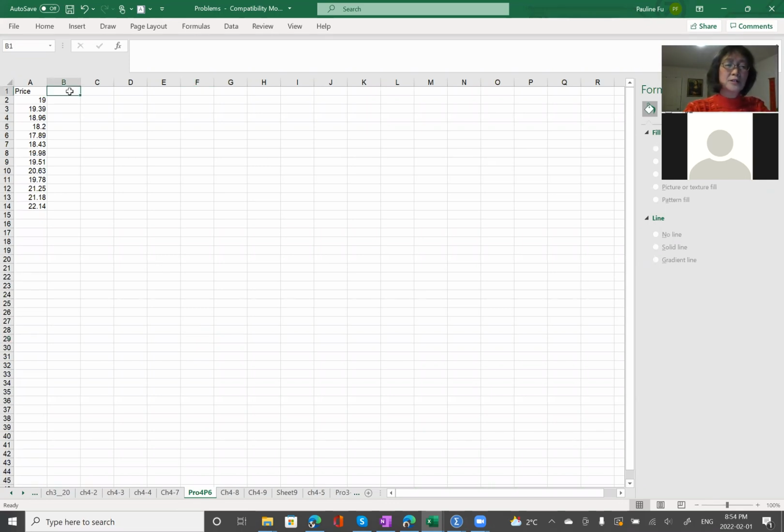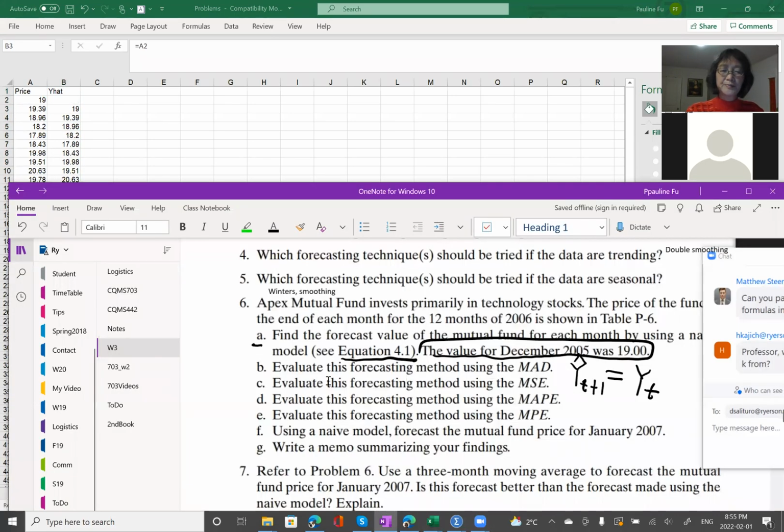Y hat is the forecast. So the next number is the previous number. That is the naive method. And then you double click, you get all forecasts. Okay. So we completed step A.